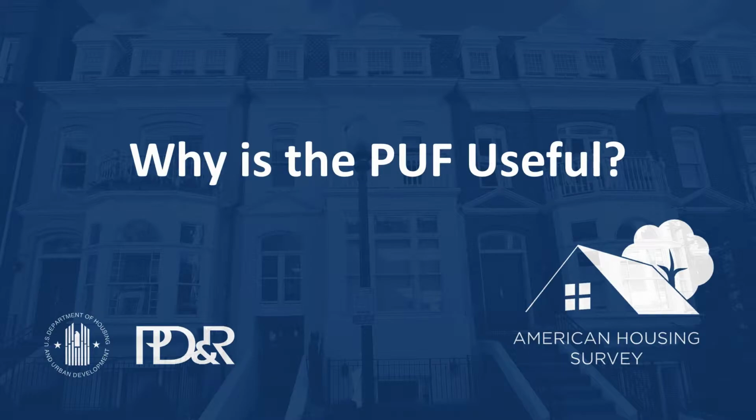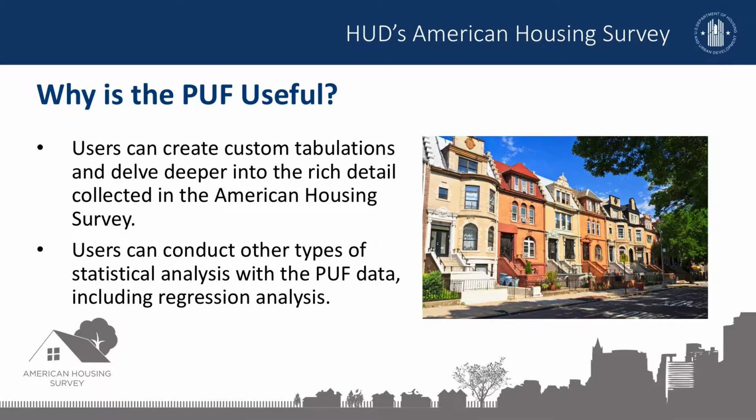Why is the PUF microdata useful? With PUF microdata, users can create custom tabulations and delve deeper into the rich detail collected in the American Housing Survey. Individual-level national and metropolitan data can be downloaded through the PUF microdata and examined using statistical software such as SAS, Stata, or R. Users can conduct other types of statistical analysis with the PUF data, including regression analysis.